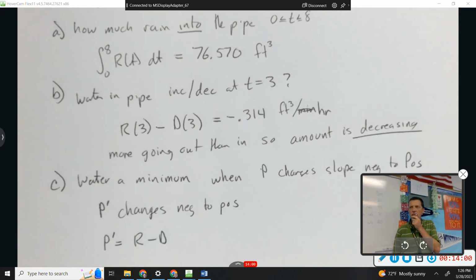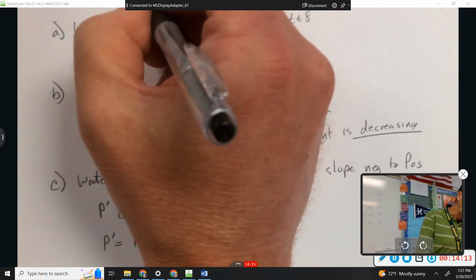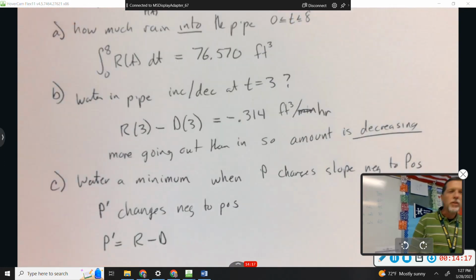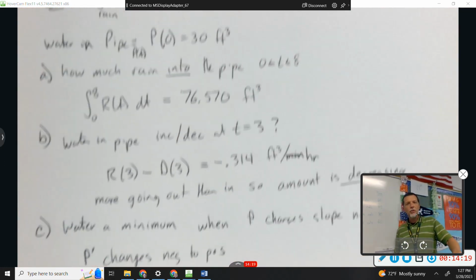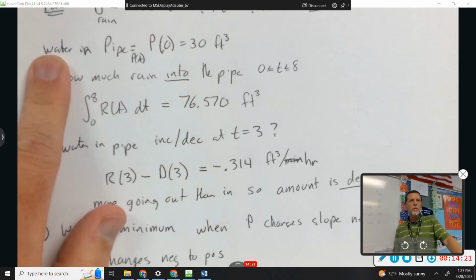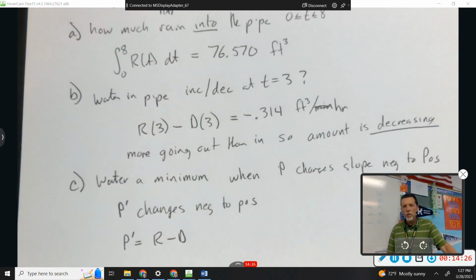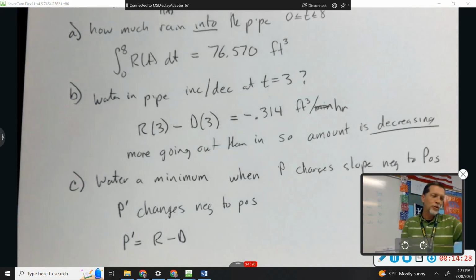Does that make sense? Yeah. R minus D is the combined rate of change for the amount of water in the pipe. We've introduced another variable, so you better be careful. You're free to do that, but you need to tell them what it is. I sort of said that with P of 0, but I need to say that water in the pipe is, I'm going to call that P. You are more than welcome to introduce variables as long as you explain what they are.